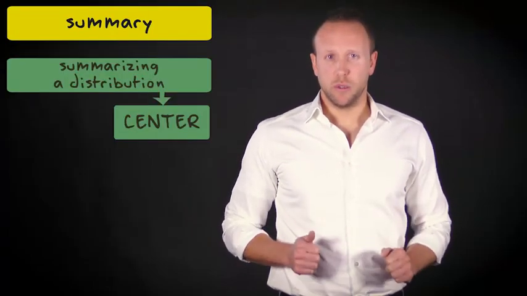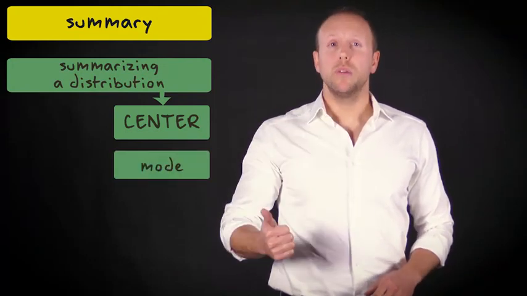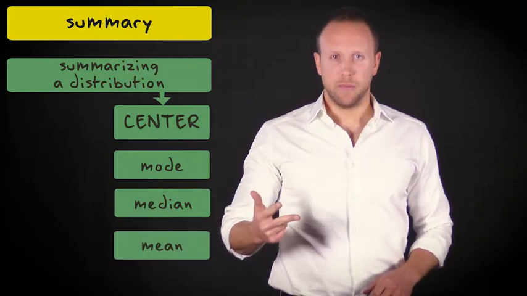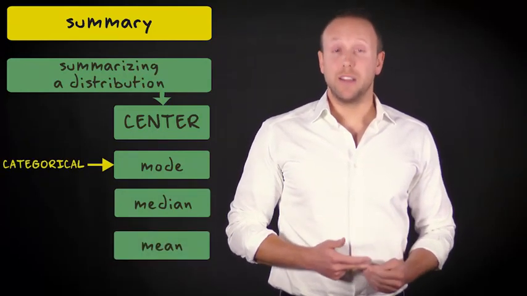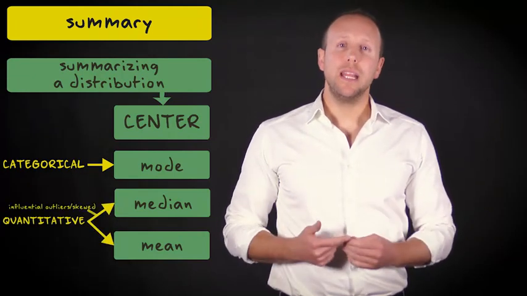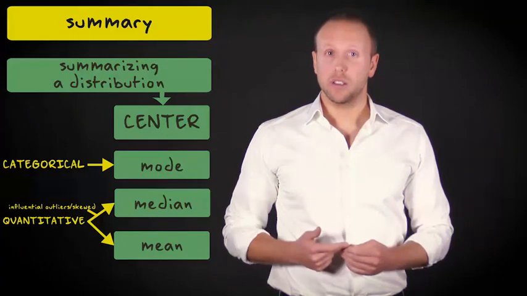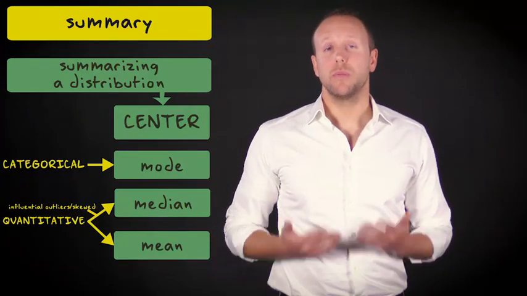Let me briefly summarize what you've learned in this video. To describe the center of a distribution, you can use 3 measures of central tendency: the mode, the median, and the mean. If your variable is categorical, you use the mode, and if it's quantitative, you employ the median or the mean. Go for the median if you have influential outliers or if the distribution is highly skewed, and if that's not the case, go for the mean.